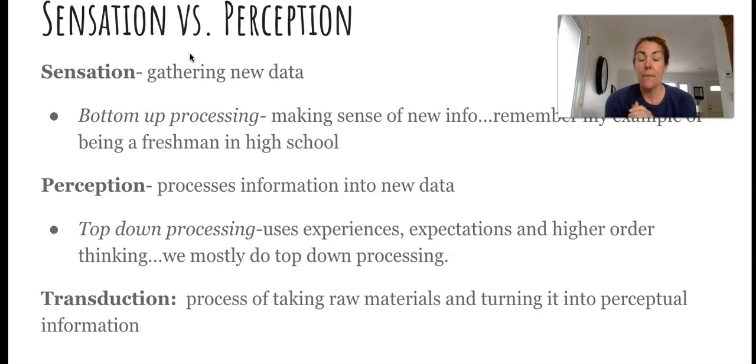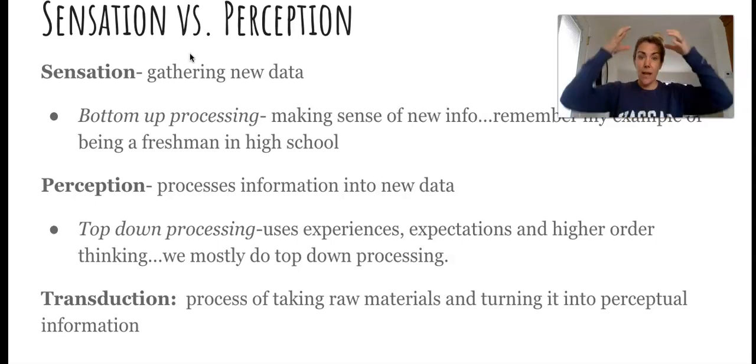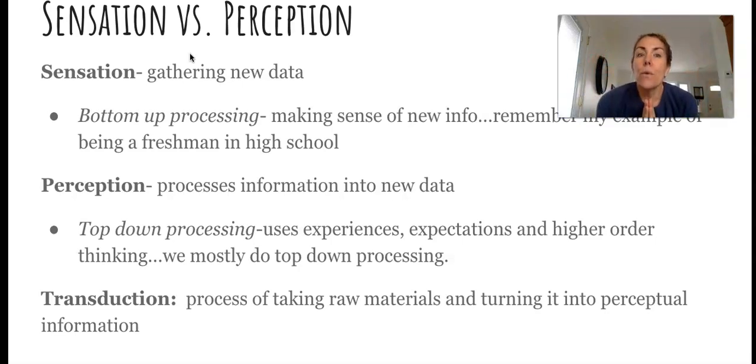Okay, and I always bring up bottom-up processing and top-down processing. That's usually always on the AP exam. But bottom-up processing, that's where sensation happens. So it's like making sense. Those things are coming into your brain, and it makes sense of that new information. And then top-down processing uses our experiences and our expectations and that higher order thinking to make sense of it.